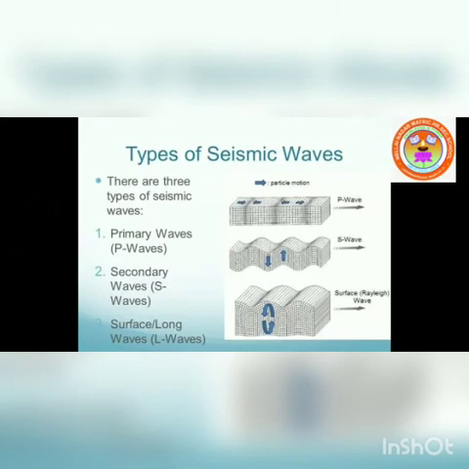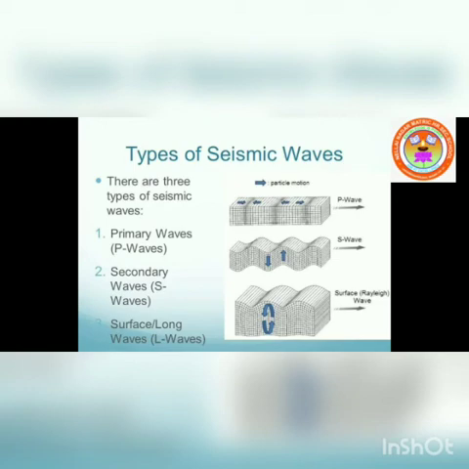Here, the types of seismic waves. There are three types of seismic waves: primary waves called P waves, secondary waves called S waves, and surface or long waves called L waves. Okay children, the picture is very clearly given. Earthquakes generate seismic waves. The nature, force and speed of these seismic waves depend on the nature of the medium through which they pass. Accordingly, there are three major types of waves.